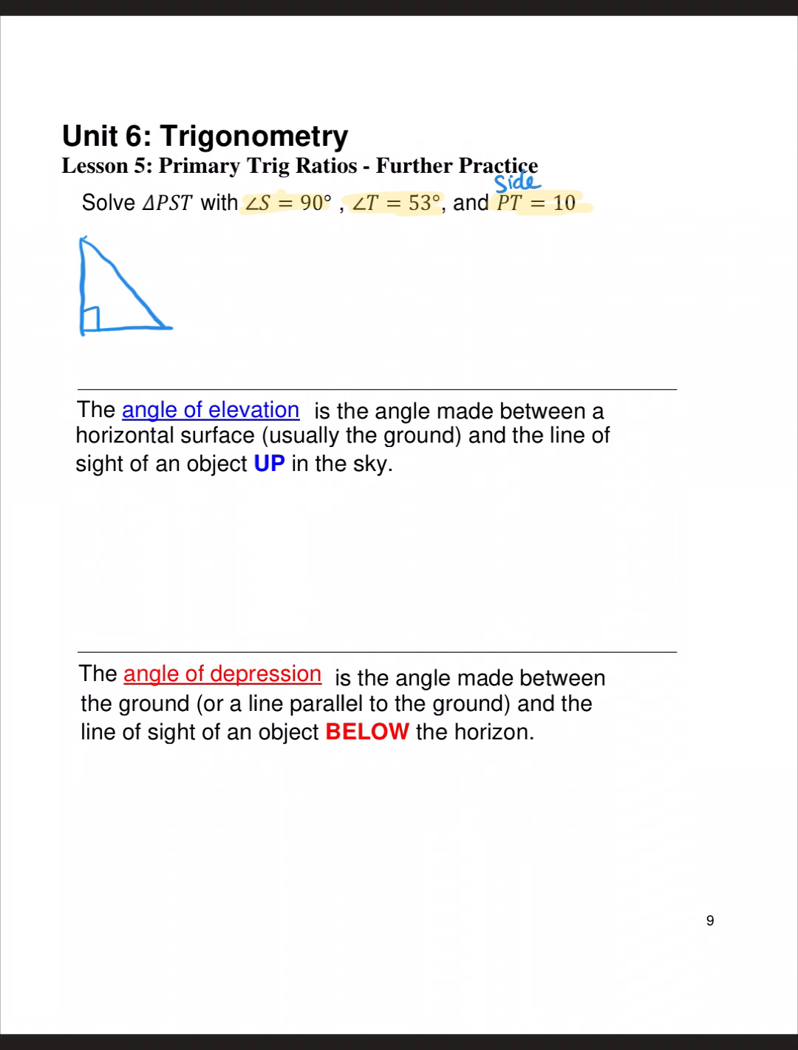So we know angle S is our 90-degree angle, and I'm just going to label it like this. We know angle T is 53 degrees, and we know side length PT is 10. So I'm going to go ahead and label these with letters as well. We know this is side P, this is side T, and yes, this is PT, or we could call it side S as well. So when they're asking us to solve this triangle, they're asking us to find all of our unknown sides and angles.